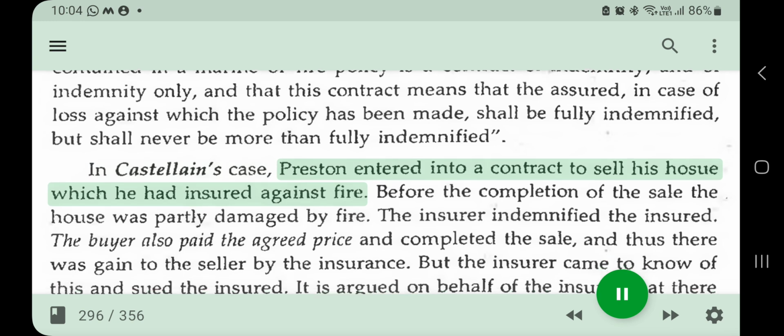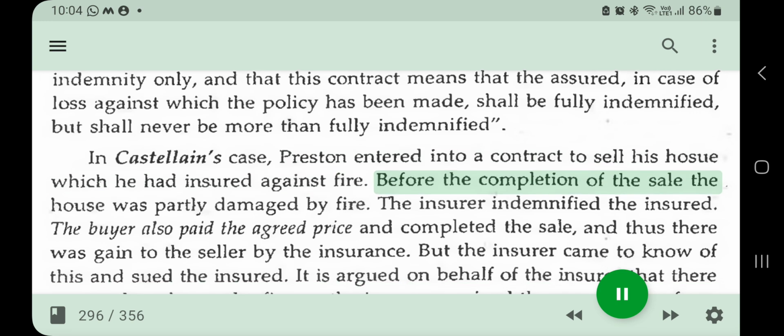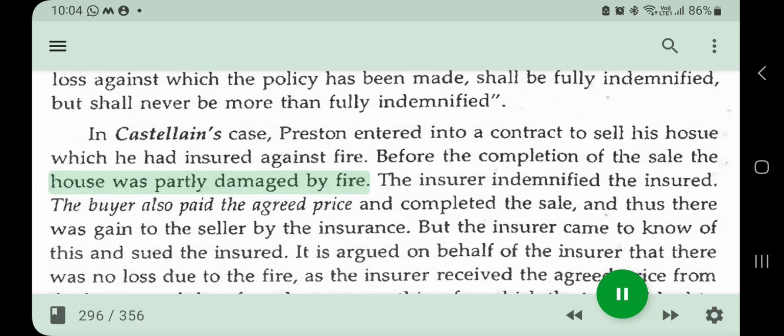In Castellain's case, Preston entered into a contract to sell his house which he had insured against fire. Before the completion of the sale, the house was partly damaged by fire.